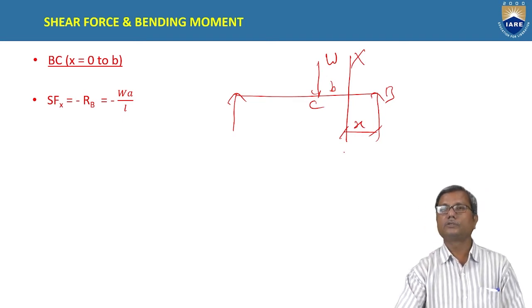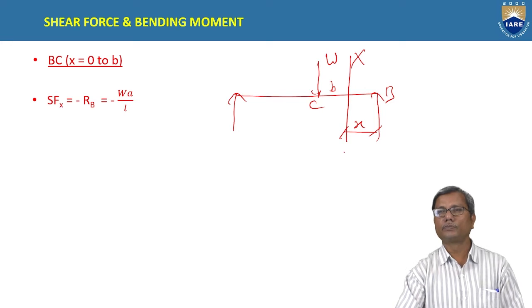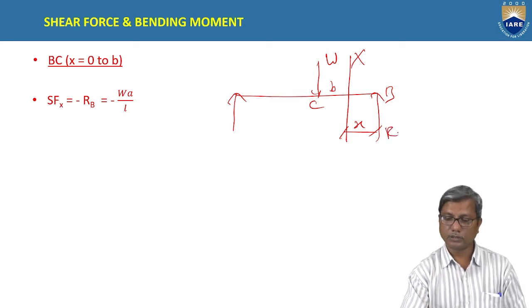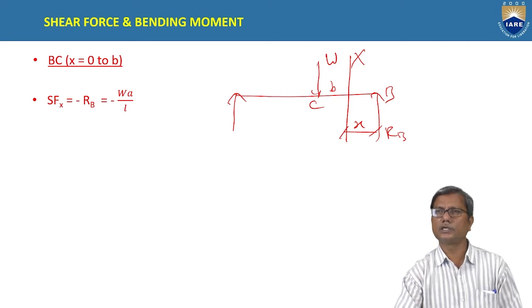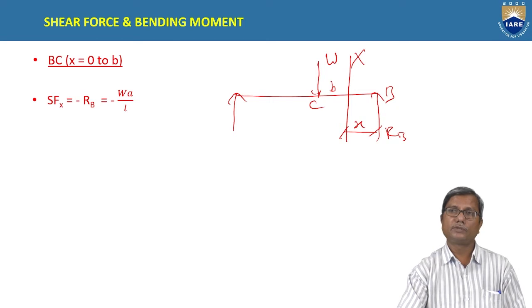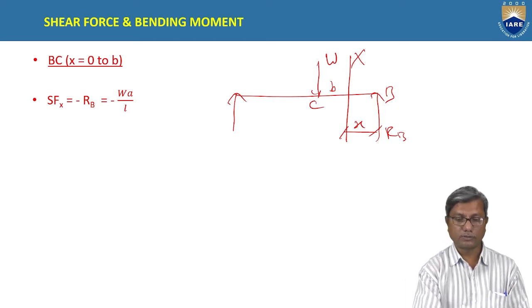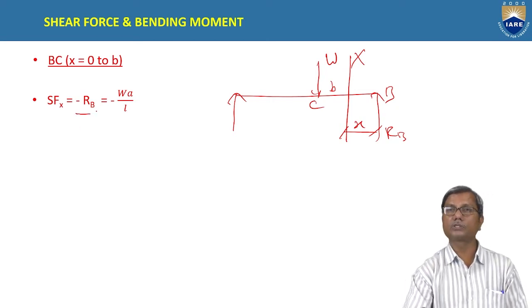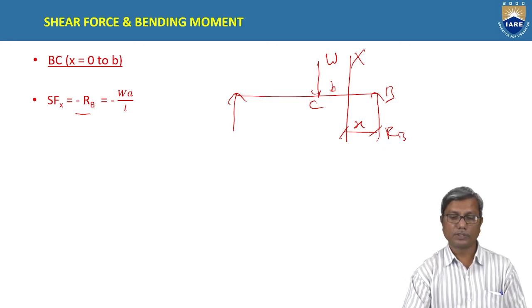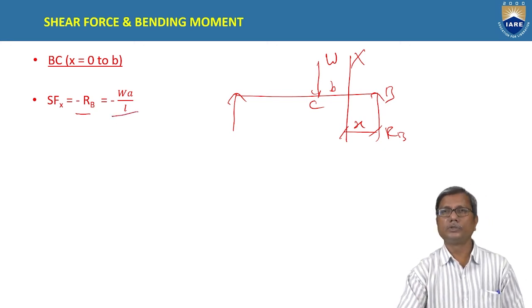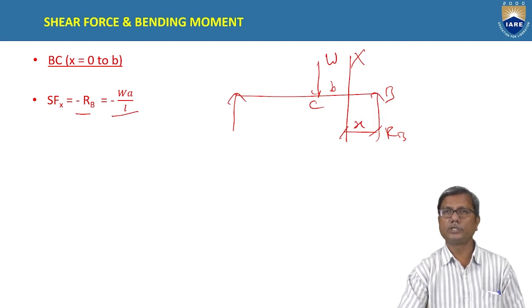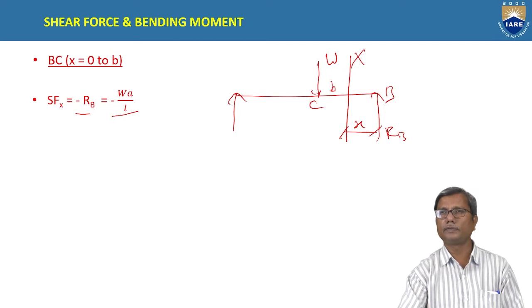So what is the shear force at X? It is nothing but RB. The only force, considering the right hand side, is RB, and it is upwards. So as per our convention, right side upwards is negative. That's why we have taken here minus RB. And what is RB? We have calculated the reaction RB is WA by L. So the shear force is minus WA by L.